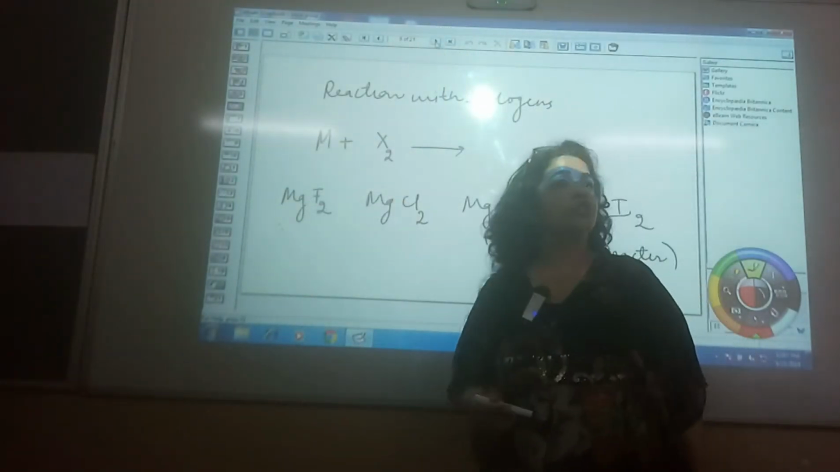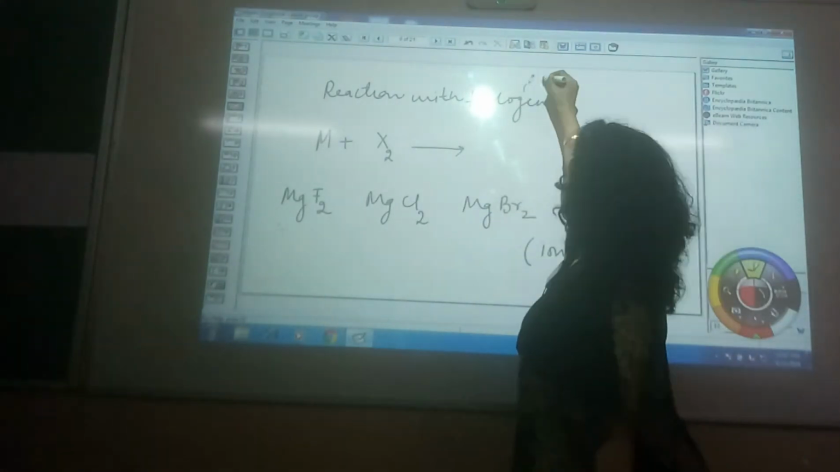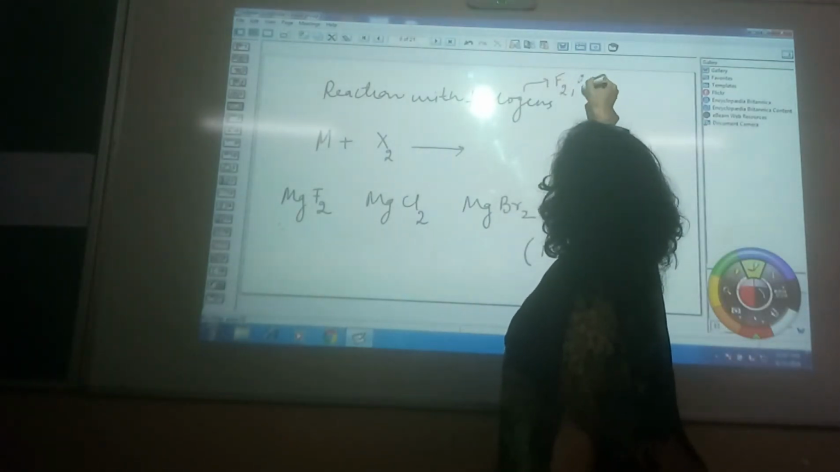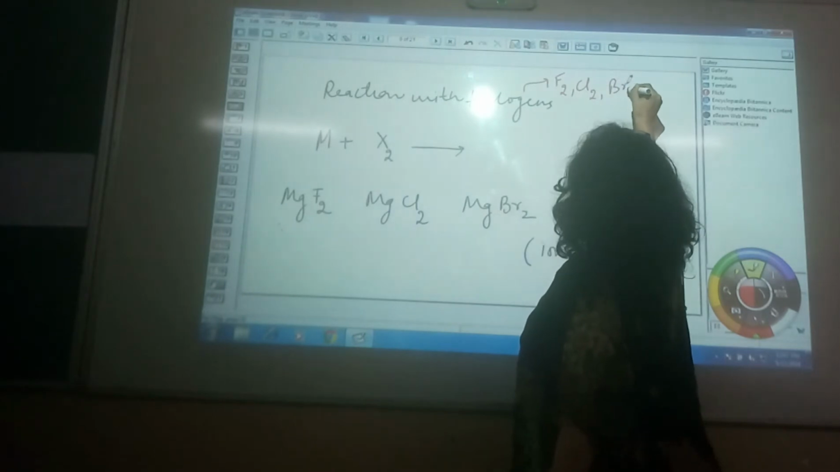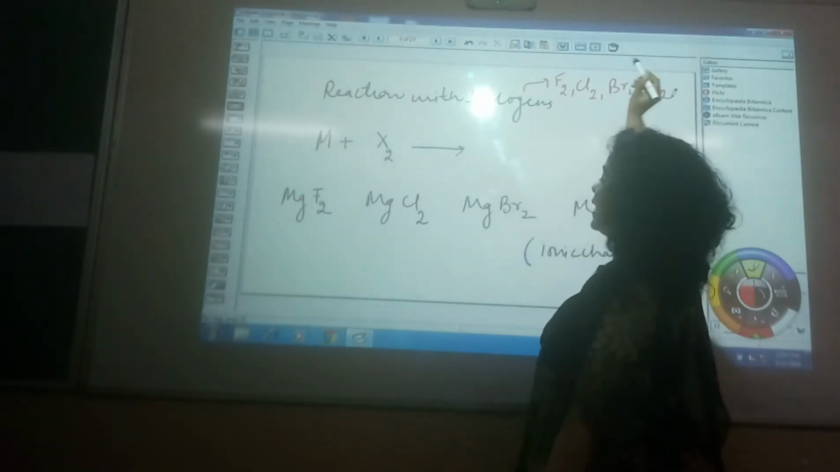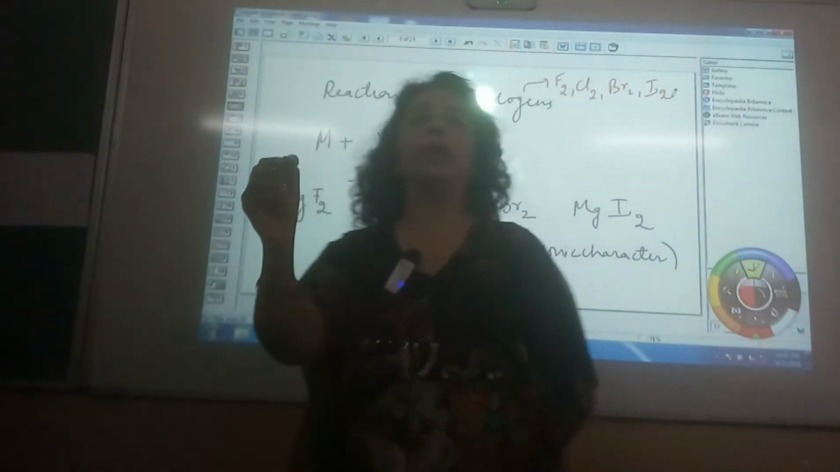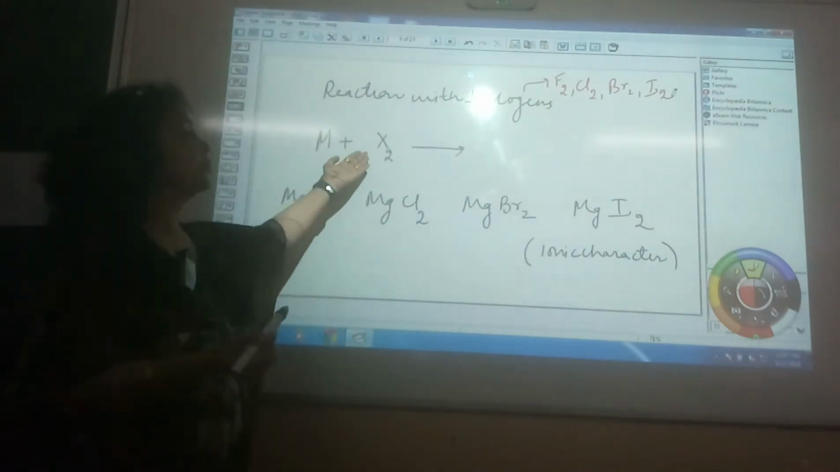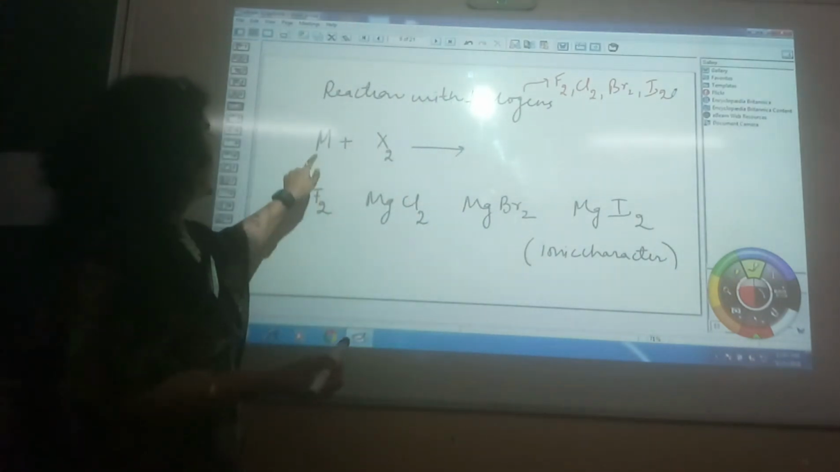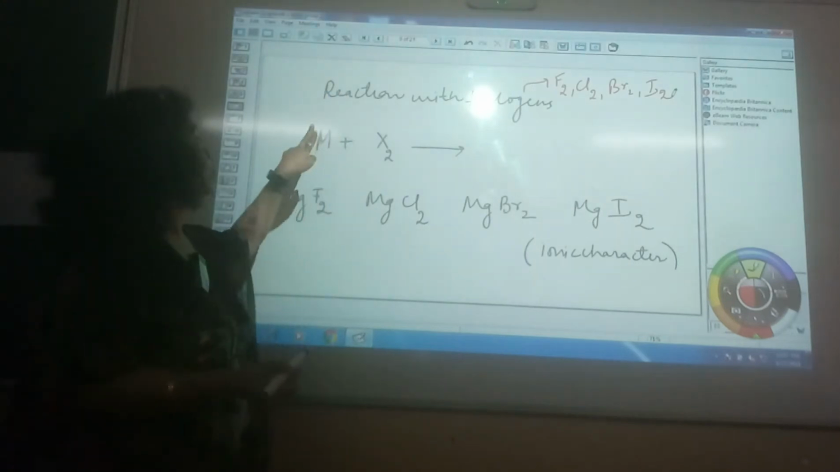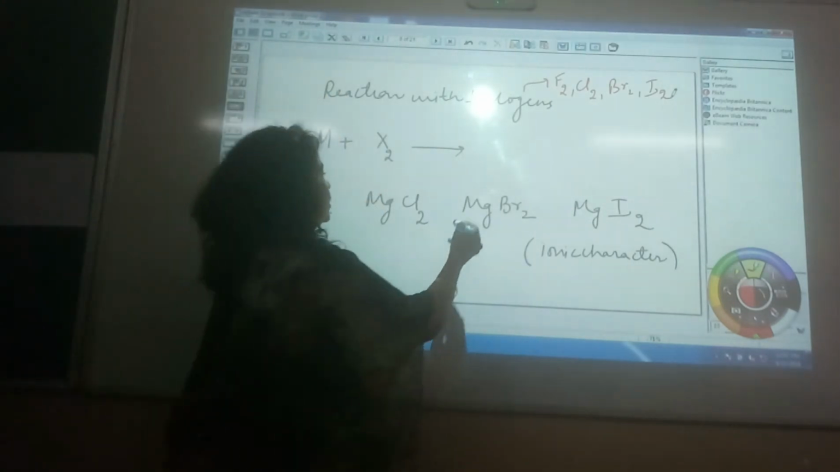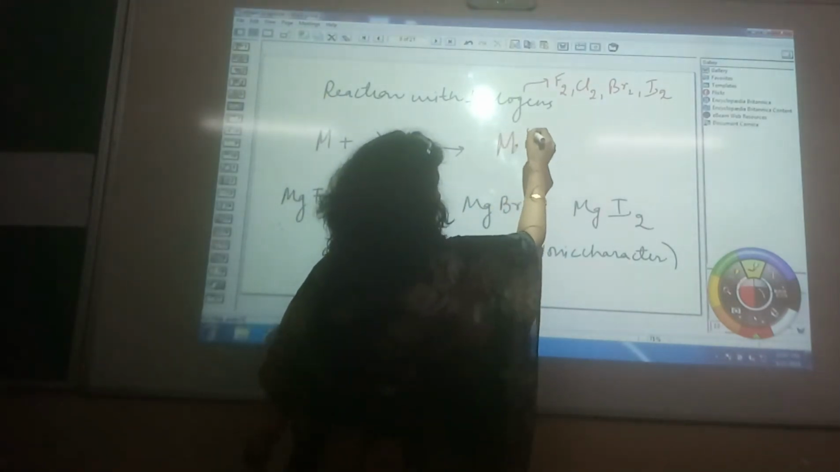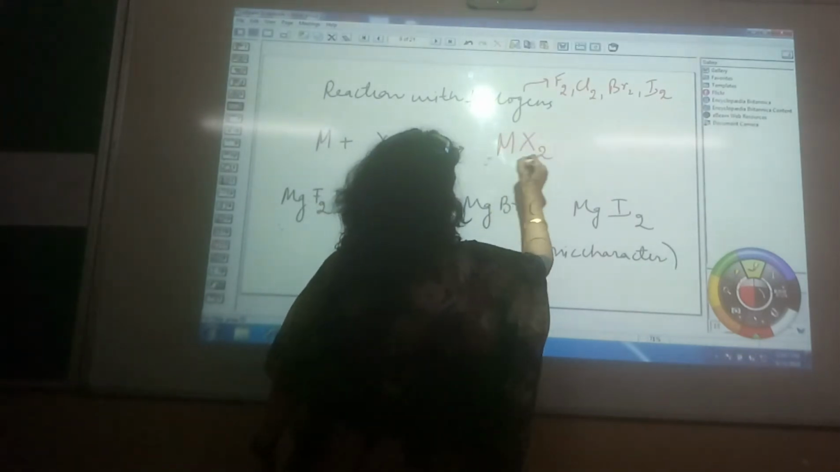Let's talk about reaction with halogens. What are halogens? Fluorine, chlorine, bromine, iodine are the halogens, members belonging to group number 17, which are represented as X2. The metal this time is of group 2, so it is going to lose 2 electrons. Hence, it has valency of 2. So your compound formed would be MX2.